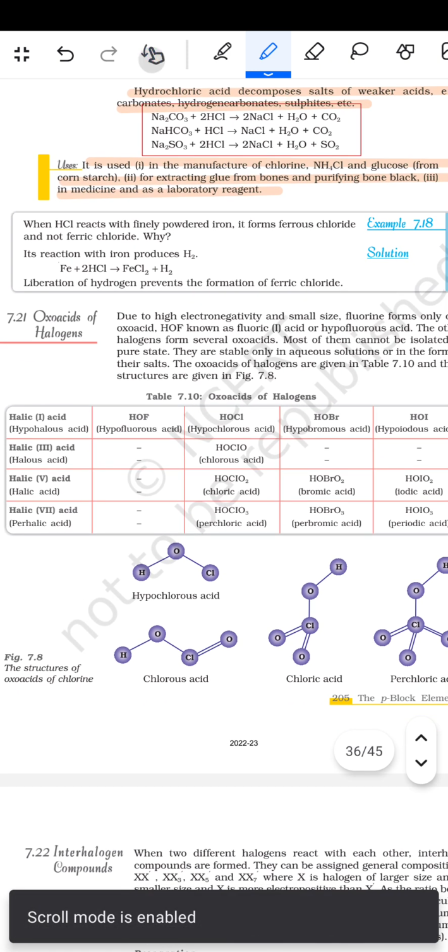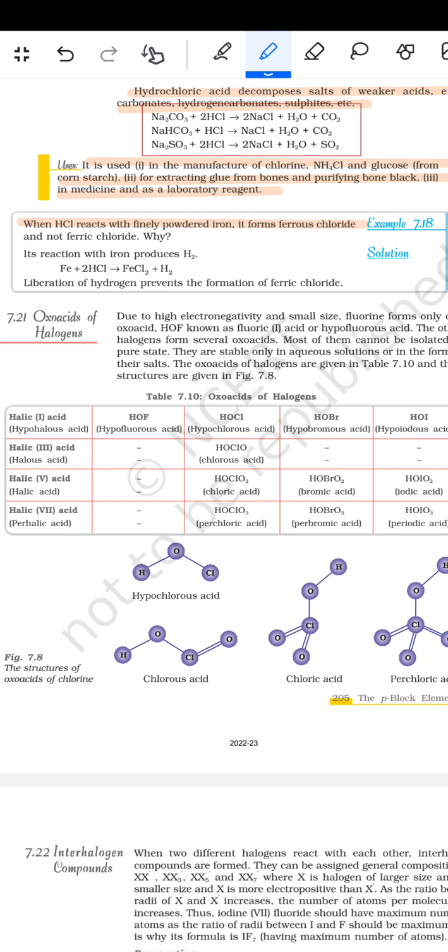Example 1.18. When HCl reacts with finely powdered iron, it forms ferrous chloride and not ferric chloride. Its reaction with iron produces H2: Fe plus HCl gives FeCl2 plus H2. Liberation of hydrogen prevents the formation of ferric chloride.